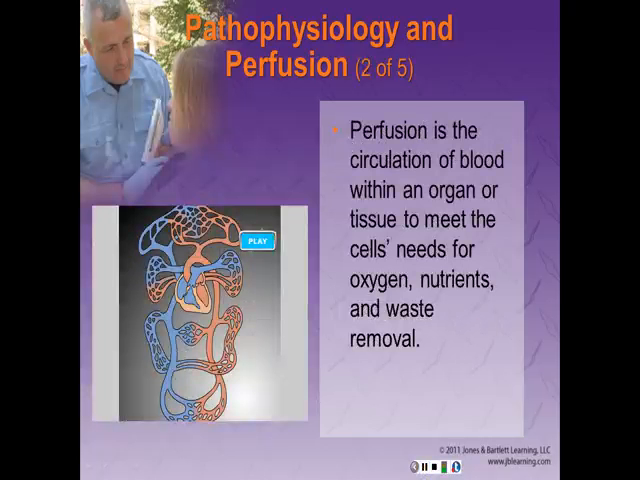Perfusion is the circulation of blood within an organ or tissue in adequate amounts to meet the cell's current needs for oxygenation, nutrition, and waste removal. Part of this revolves around the speed of blood flow, and it must be fast enough to maintain adequate circulation. However, it must be slow enough to allow the cells time to exchange oxygen and nutrients for carbon dioxide and other waste products.